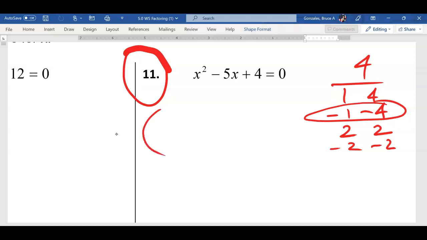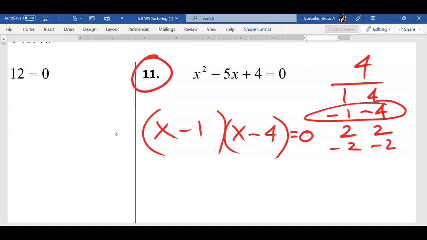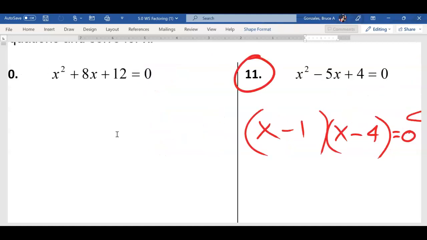So put your 2 parentheses, put your x's, and then put your 2 numbers. -1, -4. Everyone go with 11? That's it. Yeah, just factor. You don't have to solve it. Try number 12 real quick.